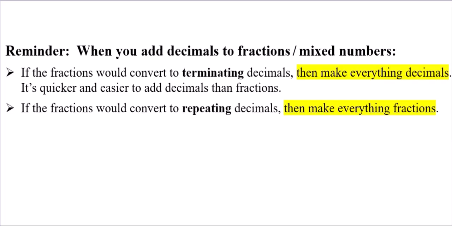All right, now a reminder, and I already had this on a previous packet of guided notes: when you add decimals, and this also applies to subtraction, forgive me for not putting that there, when you add or subtract decimals to fractions or mixed numbers, here's the advice you should follow. If the fractions would convert to terminating decimals, then just go ahead and make everything decimals, because it's a lot quicker and easier to add decimals together than it is to add fractions together, because when you add or subtract fractions, you've got to have common denominators. If the fractions would convert to repeating decimals, it's not a good idea to try to add or subtract them, because they go on forever. So you're going to have to make everything fractions in that type of situation.